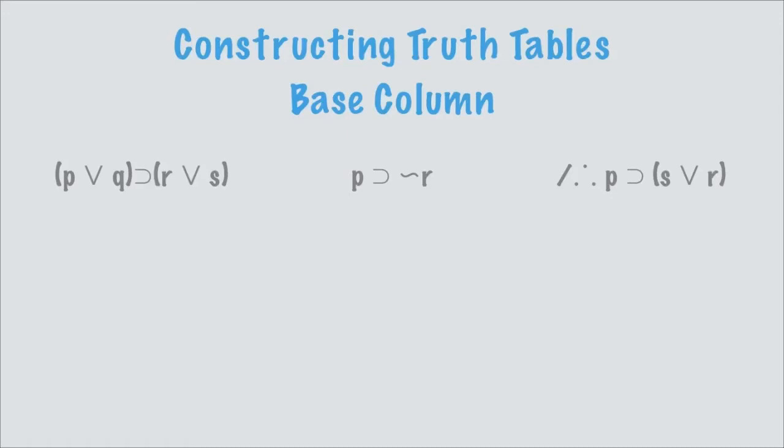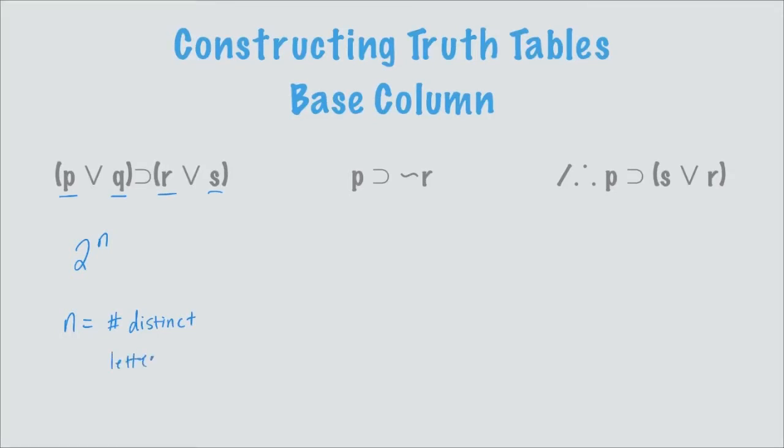Now, how is it that I'm sure that I've hit all possible combinations of trues and falses? Well, in order to do that, there's a little formula that your book mentions, which helps you construct the base columns. So how many T's and F's do I have to try through? So imagine the following. I've got a problem which has P, Q, R, and S. So there are four distinct variables that I'm dealing with. In order to determine the base column for something like this, I use the formula 2 to the n, where n equals the number of distinct letters or variables.